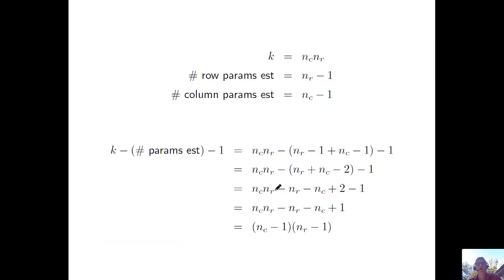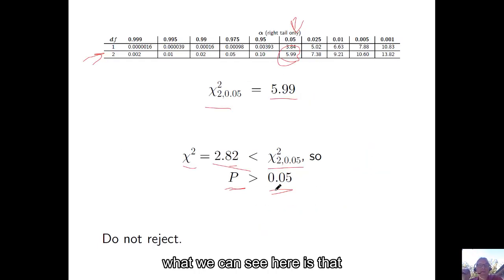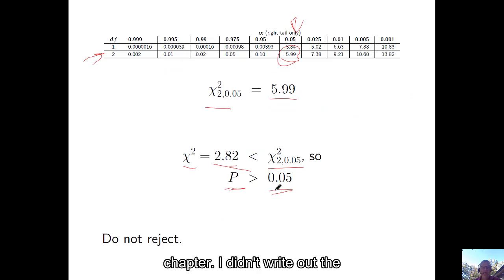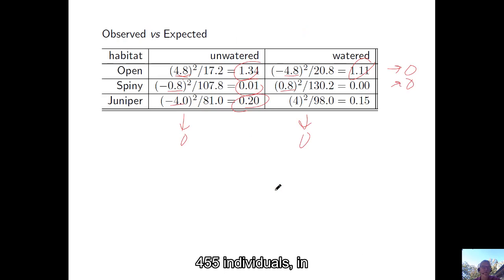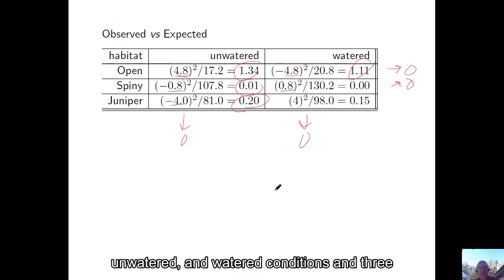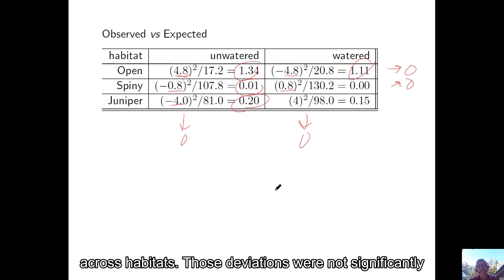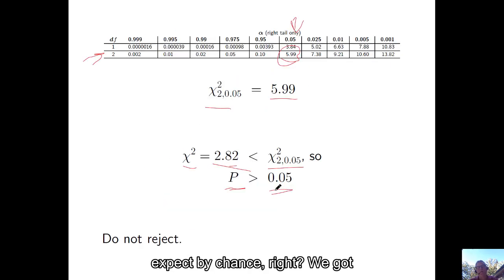So what we can see here is that it's just a chi-square test statistic in some senses, but we just have a different structure than we've seen in the previous chapter. I didn't write out the conclusion here, but it would essentially be something along the lines of, in a sample of 455 individuals in unwatered and watered conditions in 3 different habitats, the deviations versus the expectations under the null hypothesis that watering effect does not vary across habitats, those deviations were not significantly different than what we'd expect by chance.